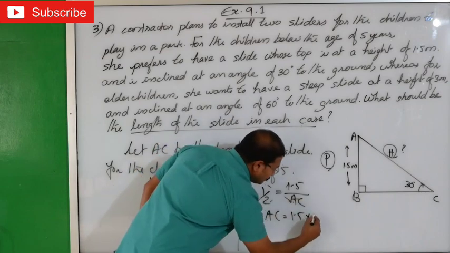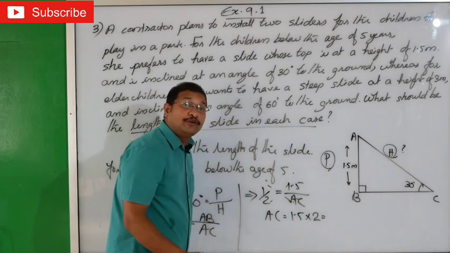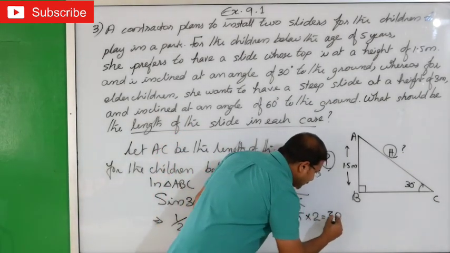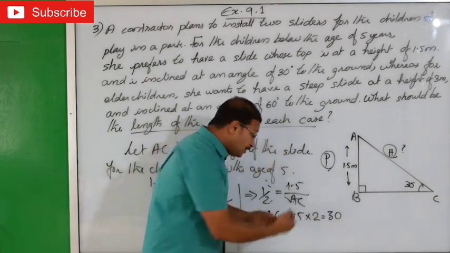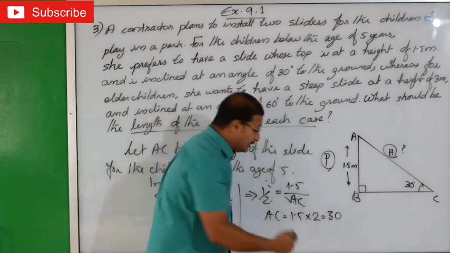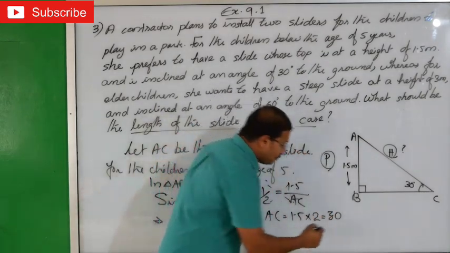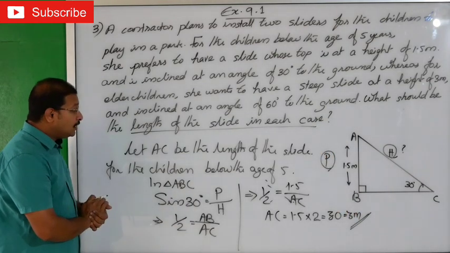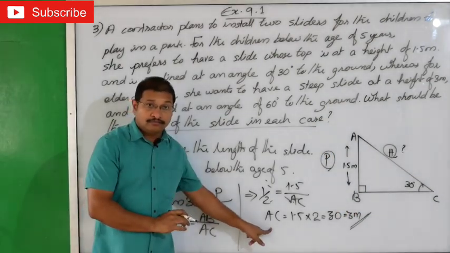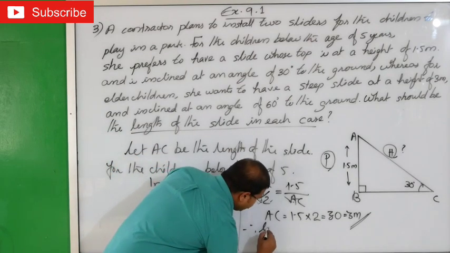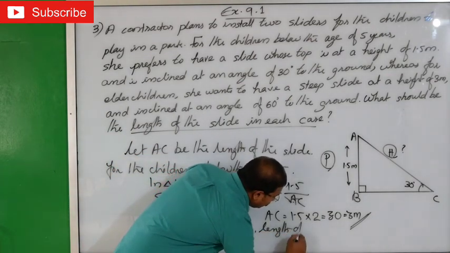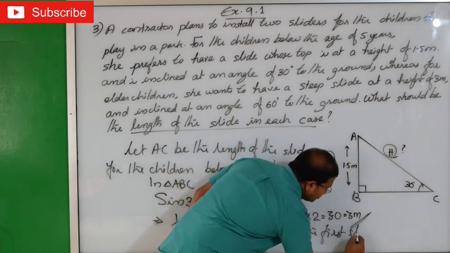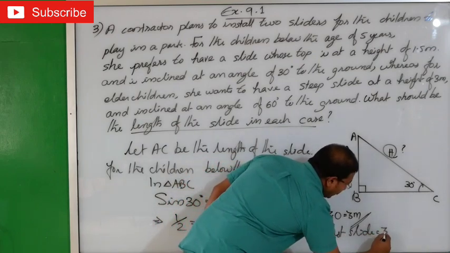1.5 into 2. 1.5 into 2 means 15 twos are 30. Isn't it? After that, 1 decimal is here. So what will we do? From right to left, we will count 1 point. That means we will get 3 meter. Got the length of the first slide. Therefore, length of the first slide equals 3 meter.